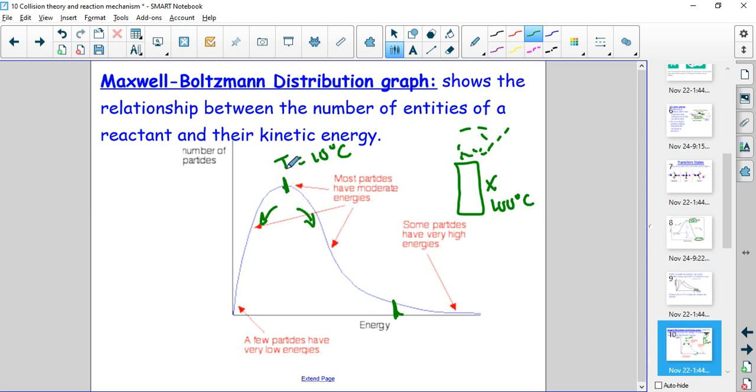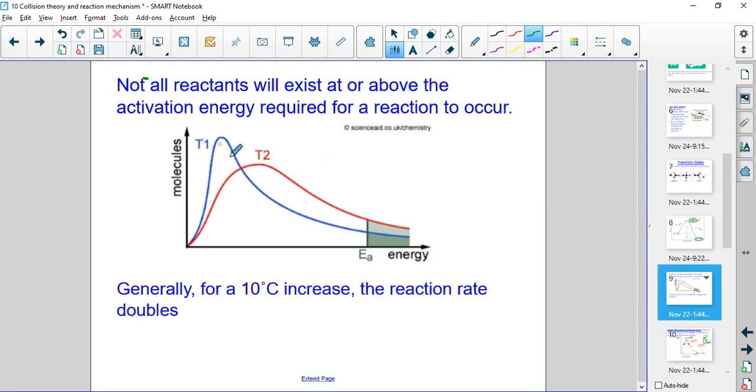So same here, if your average kinetic energy temperature reading is 10 degrees, you would have some particles above and some below. Increasing the temperature by 10 degrees generally will double a reaction rate. Because as you can see here, here is our activation energy required for the reaction to take place. If you increase temperature, say from T1 to T2, the area under this graph, representing the number of particles at that energy, is much greater in the red temperature 2 than in the blue temperature 1.